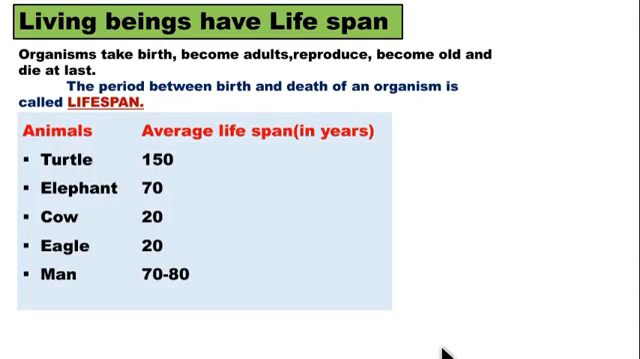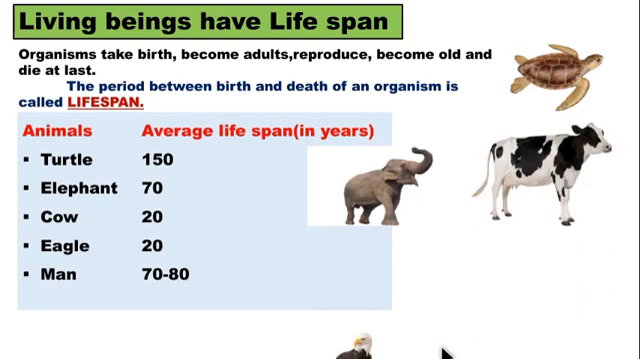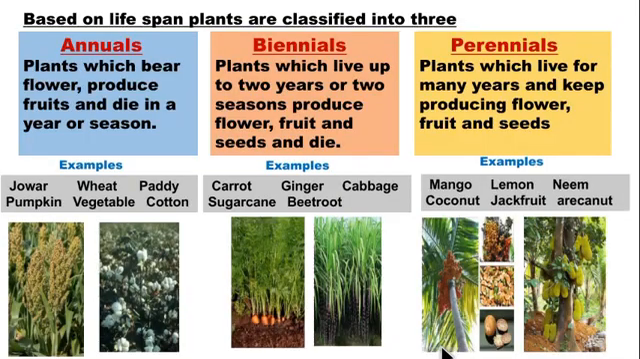So for example, here are some animals and their average lifespan. First one is turtle. So this turtle can live up to 150 years, and elephant can live up to 70 years, cow 20 years, eagle 20 years. Man, meaning human beings, can live up to 70 to 80 years on average. So living beings have lifespan.